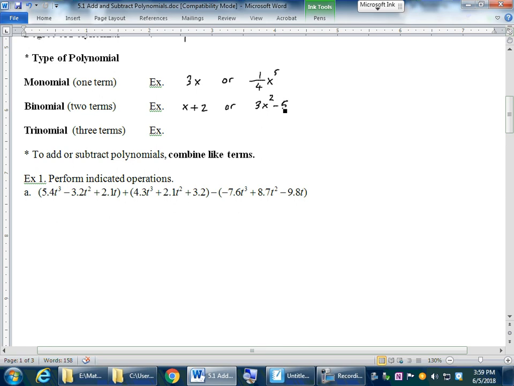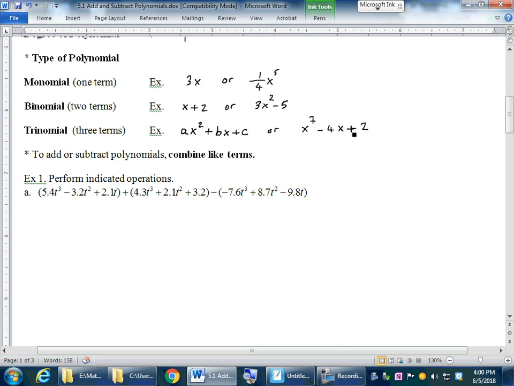Remember, the terms are separated by plus or minus signs. A trinomial is a polynomial that has 3 terms. So in general, the famous one that we're going to look at later on is this trinomial, ax squared plus bx plus c. Or it could be another trinomial, x to the 7th power minus 4x minus 2, or plus 2. So those are the trinomials.